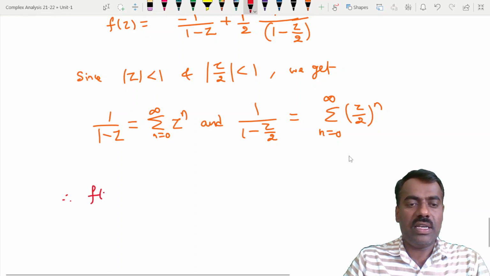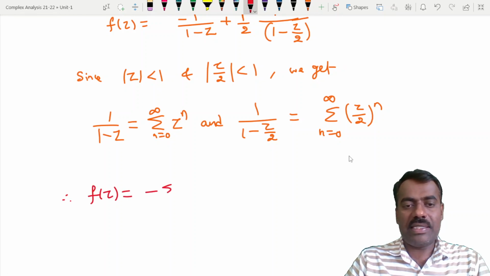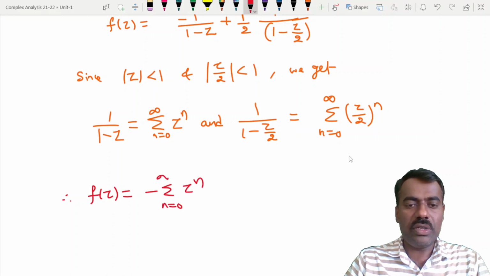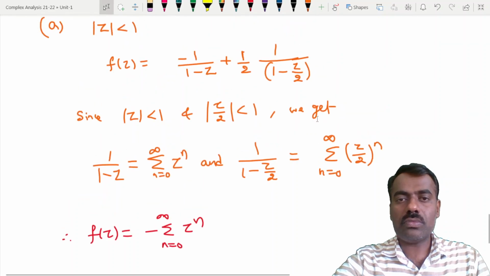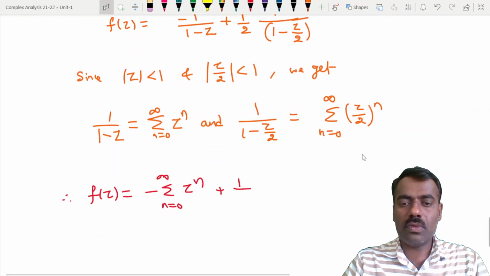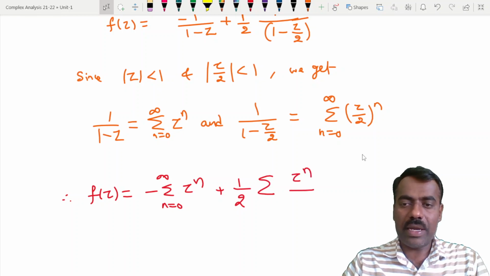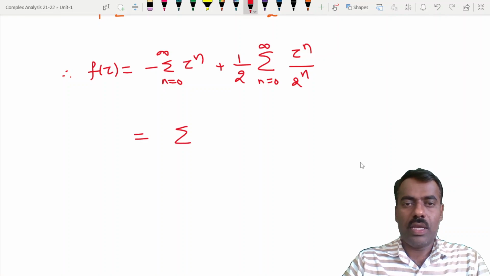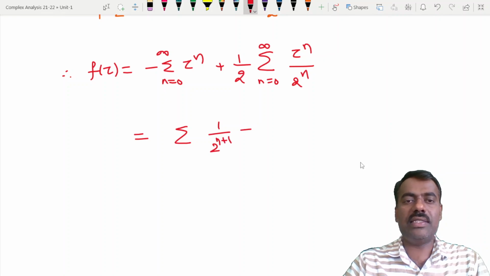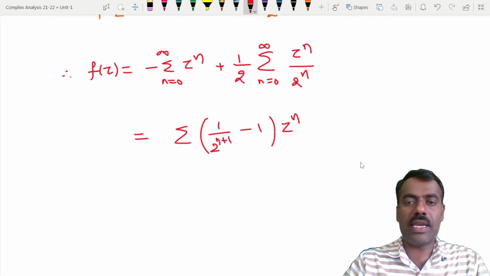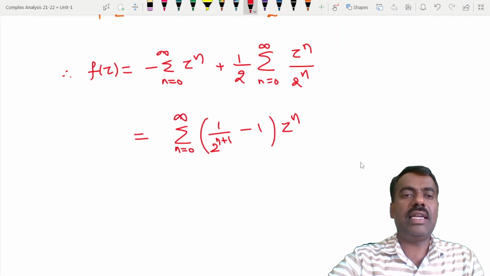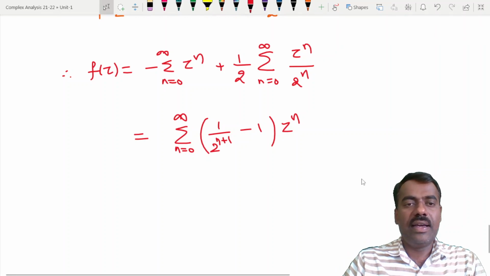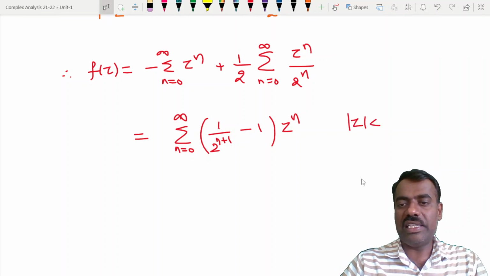Therefore, our f of z has the expansion minus summation z power n, n equal to 0 to infinity, because minus is there, and then plus half into summation z power n by 2 power n. Either you can leave it here or simplify one more step, which we can write as summation of (1 by 2 power n plus 1, sorry, minus 1) as the coefficient of z power n, n from 0 to infinity. Right, this is the Taylor series of our function f of z where mod z is less than 1.